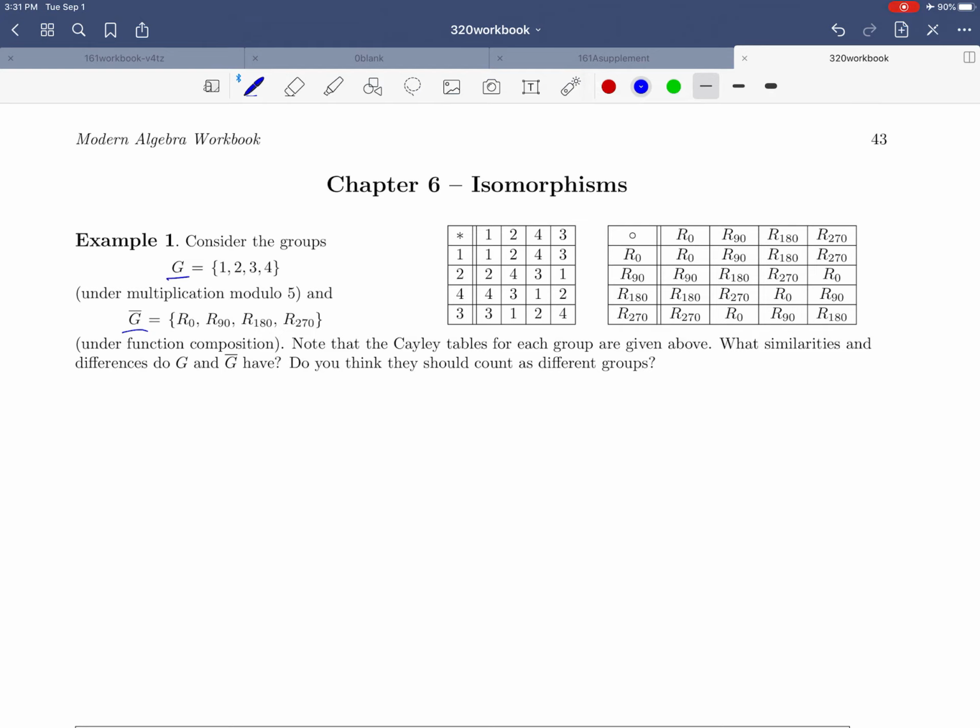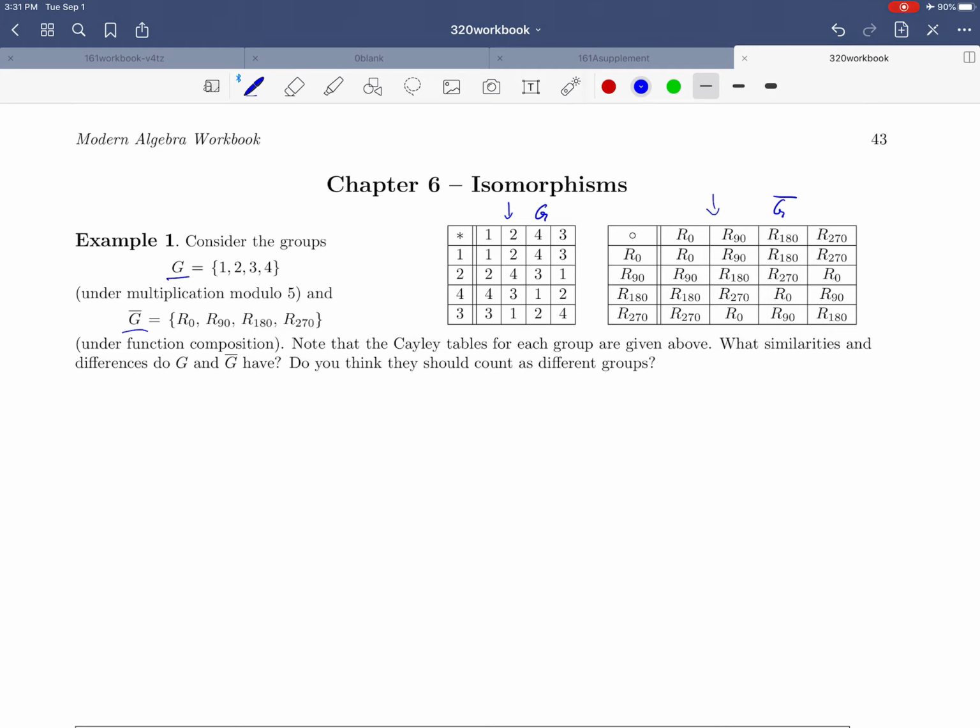For that, you want to look at the two Cayley tables over here and see how these two groups are similar, what's different about them, how do they compare? If you haven't done so already, stop the video, think about it for a minute, and then come back. Well, here we have G, here we have G bar, and the question is, are they similar? What are the similarities? What are the differences?